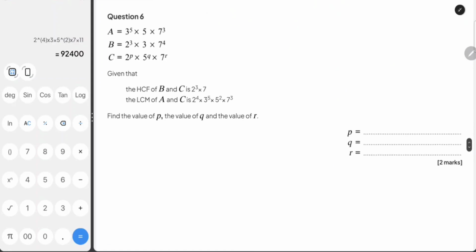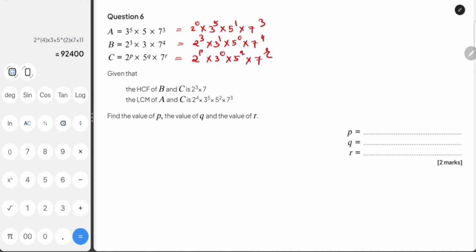See the sixth question. This is the last question. So A, B and C all are given in prime factors only. Let me write it: 2 raised to 0, 3 raised to 5, 5 raised to 1 and 7 raised to 3. B is 2 raised to 3, 3 raised to 1, there is no 5, so 5 raised to 0 and 7 raised to 4. And C is 2 raised to P, 3 raised to 0, 5 raised to Q and 7 raised to R.